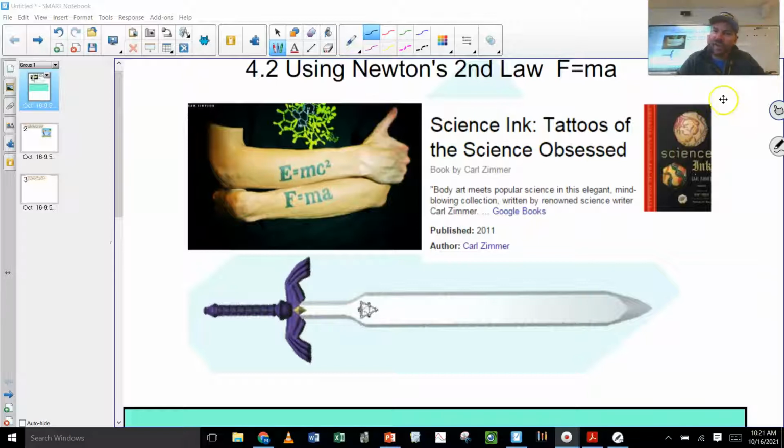But I have a collection of really cool science tattoos that you'll see in a book that I have in my class if you'd like to flip through and see some other ones. But suffice to say, this idea is super important. I actually label it as the master sword here.